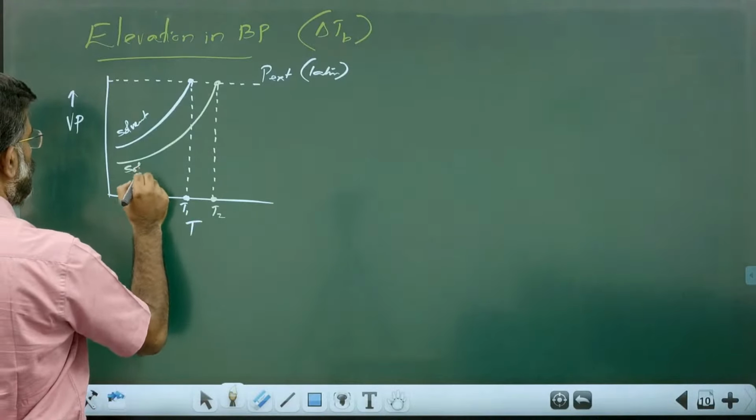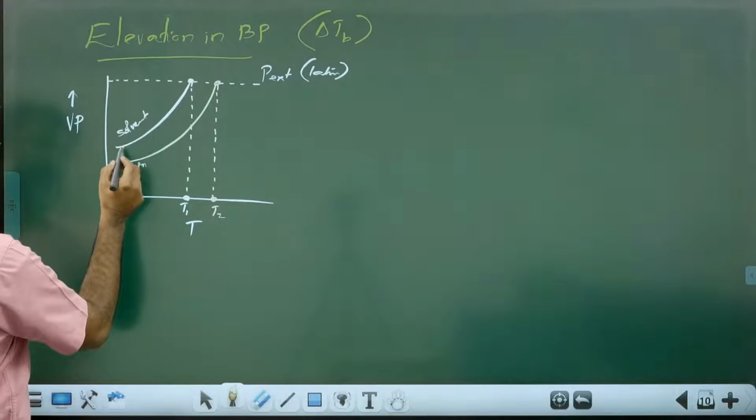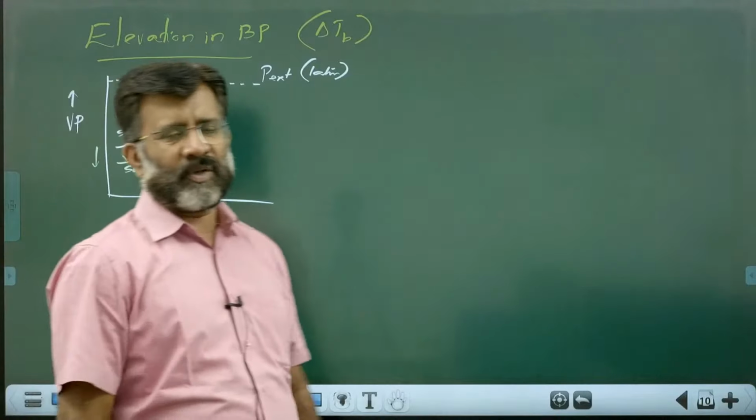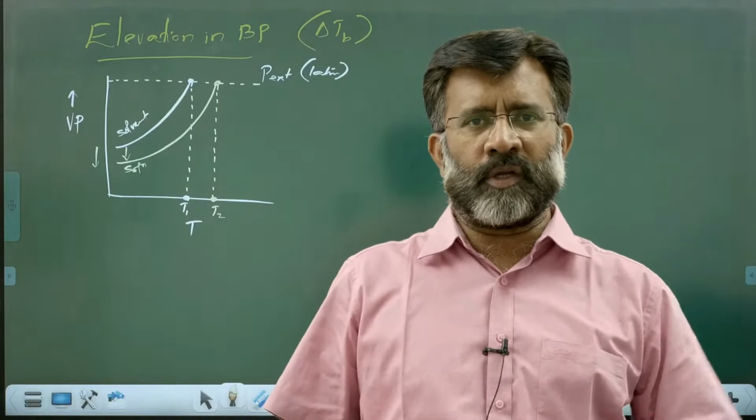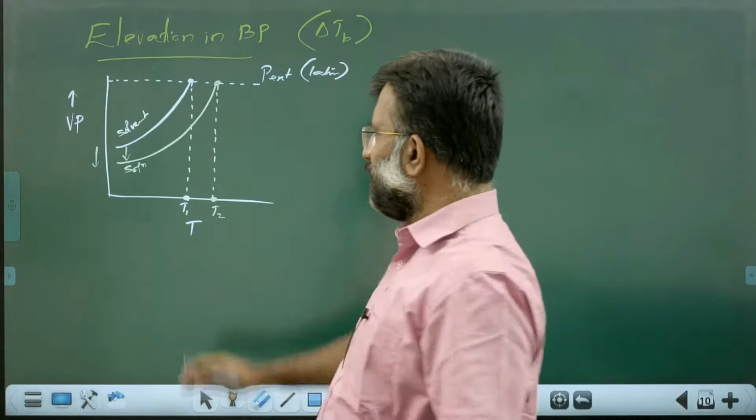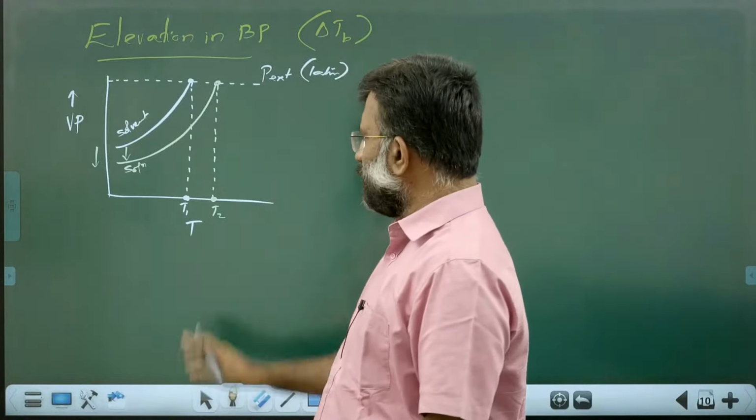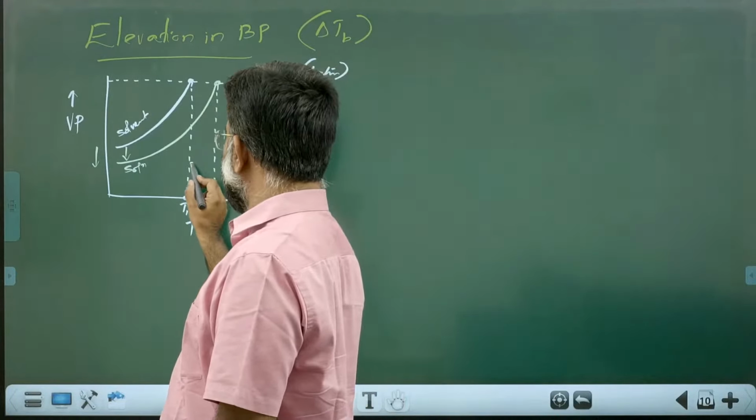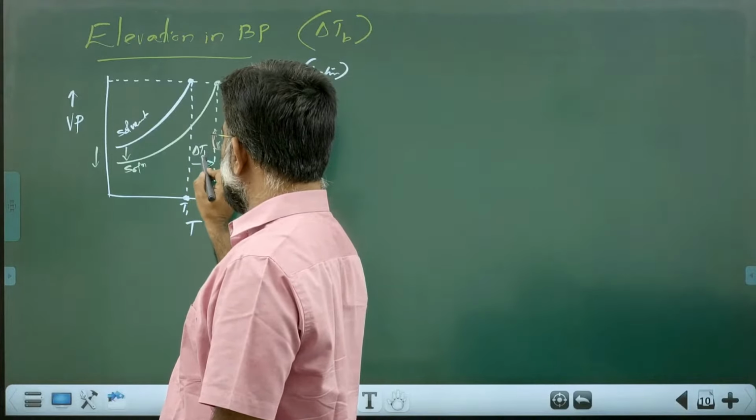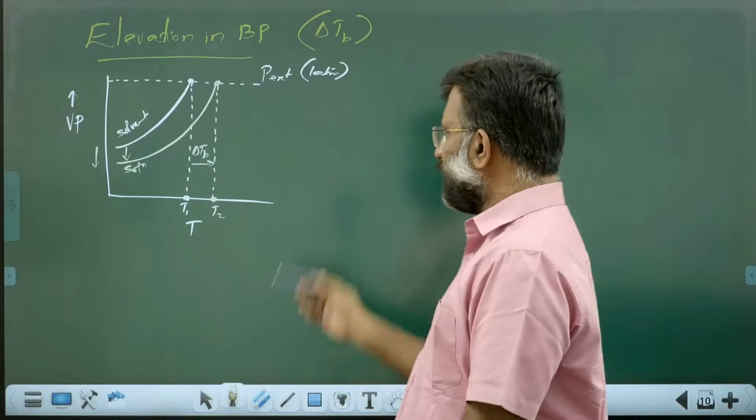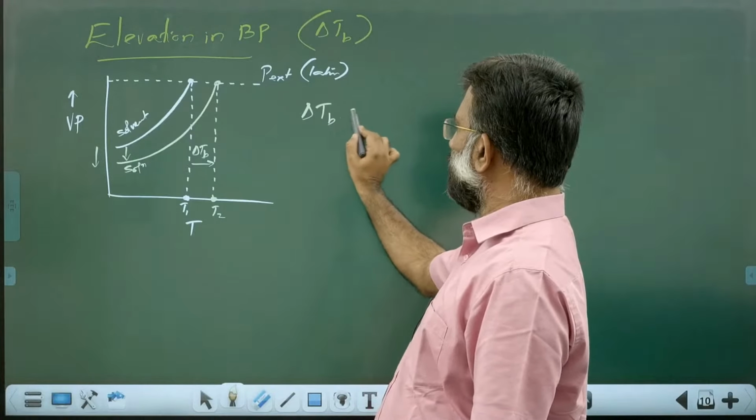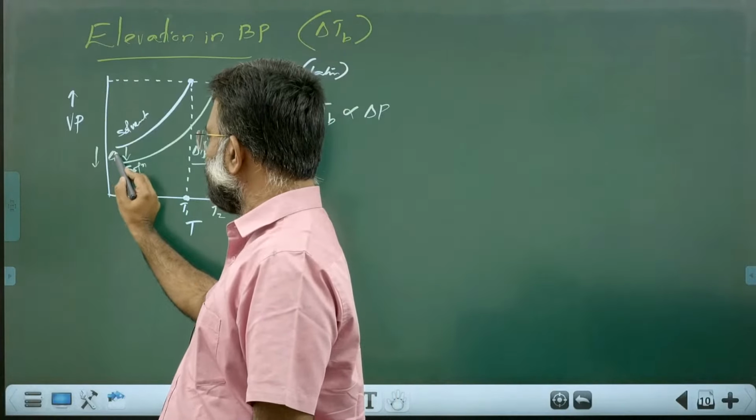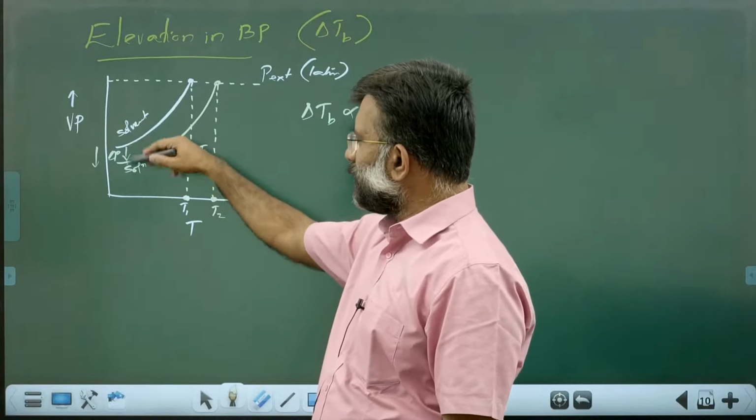This is solution. Why? Because as you add a non-volatile solute, there will be a lowering of vapor pressure. So upon addition of a non-volatile solute, vapor pressure decreases. So the new graph will be below the old graph, and the new boiling point will be after the old boiling point. There is an elevation in boiling point. So that elevation in boiling point delta TB is directly proportional to delta P. This is delta P.